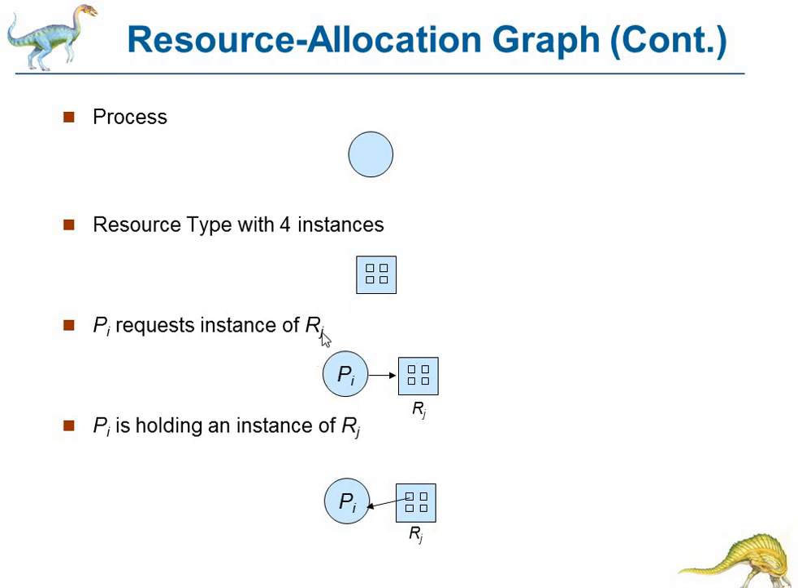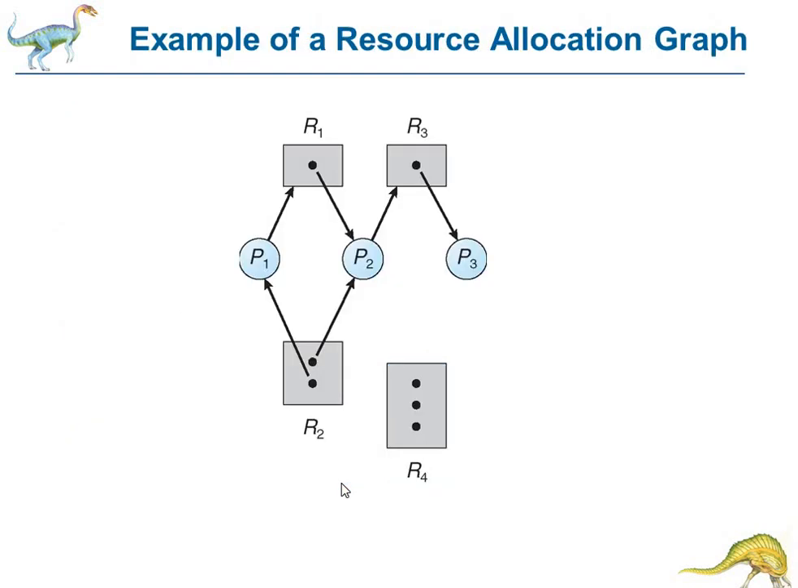See, this is called a request edge. Process P1 requests resource R, then it is called a request edge. Now, if the resource is already held by this process, then it is called an assignment edge. See, this is an example of a resource allocation graph.